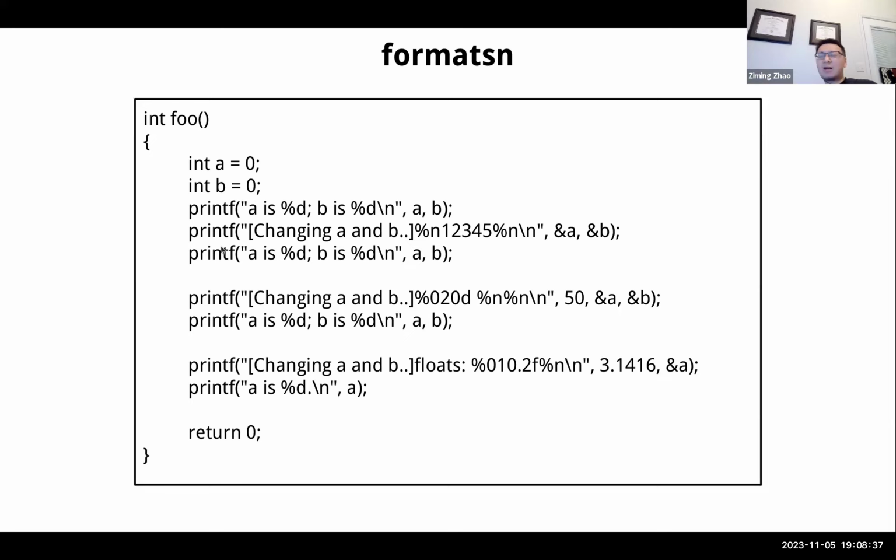Most people do not know this feature exists. Okay. Now after that, we print out a's value and b's value again. So obviously, a should be 20 and b should be 25. Does that make sense?